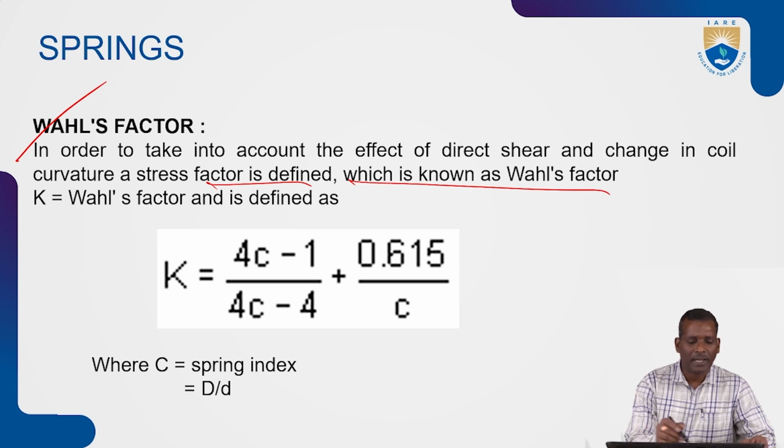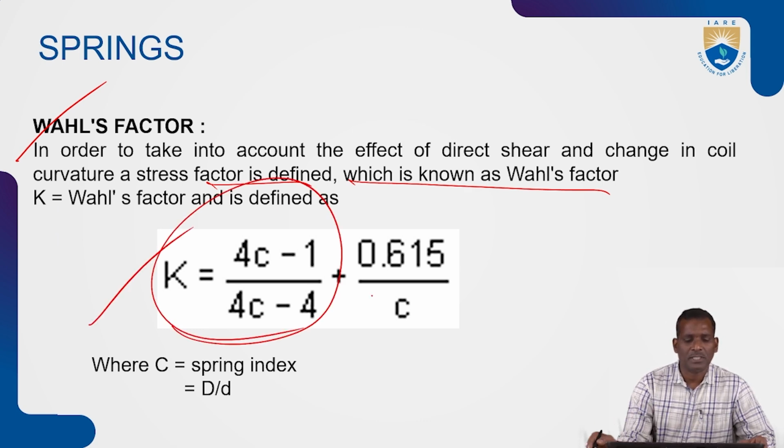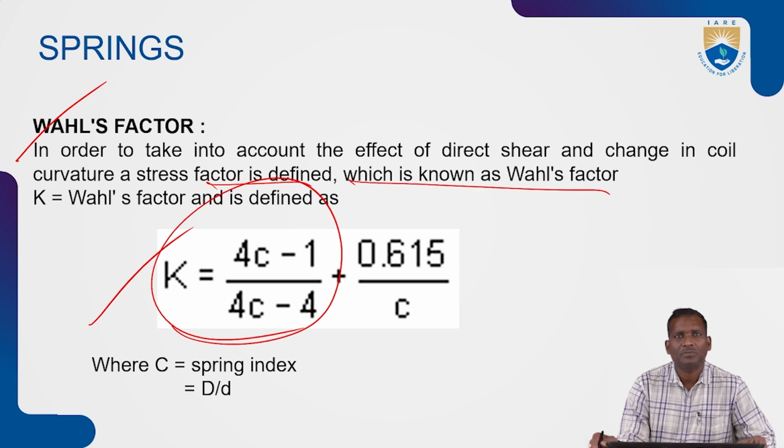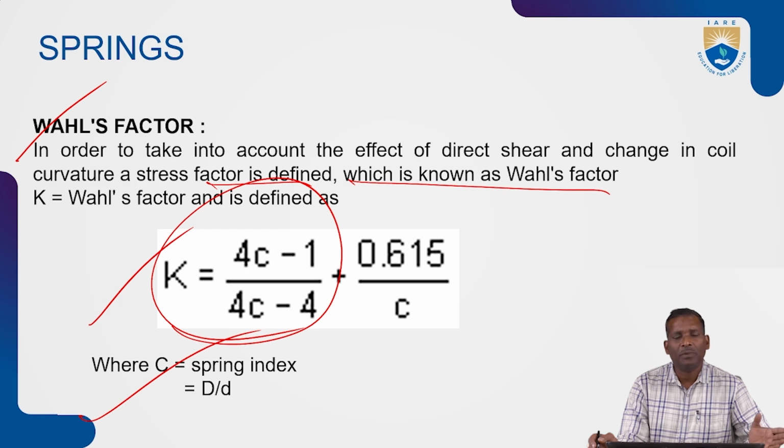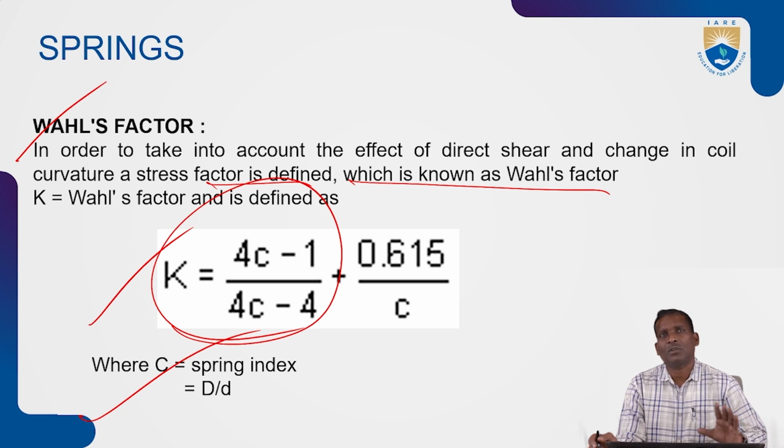The Wahl's stress factor K is equal to 4C minus 1 by 4C minus 4 plus 0.615 by C. What is this C? It is the spring index, the ratio of mean coil diameter to wire diameter. If you are considering this effect of direct shear and how the coil curvature is changed, a stress factor is defined. So you should multiply with this stress factor.